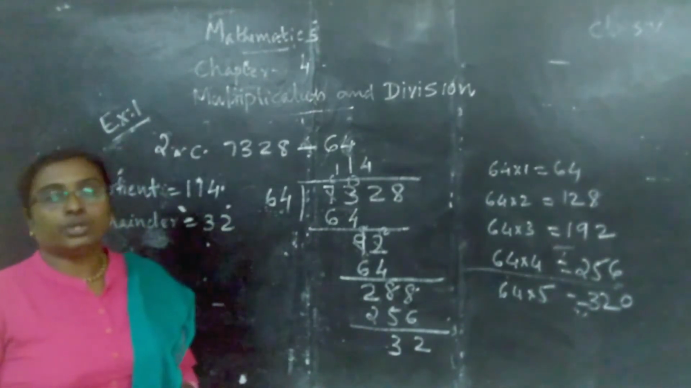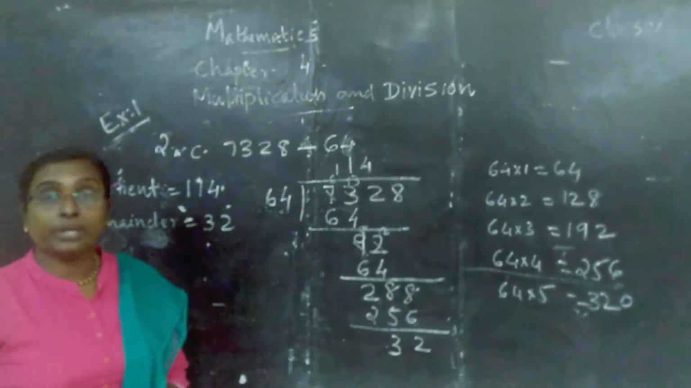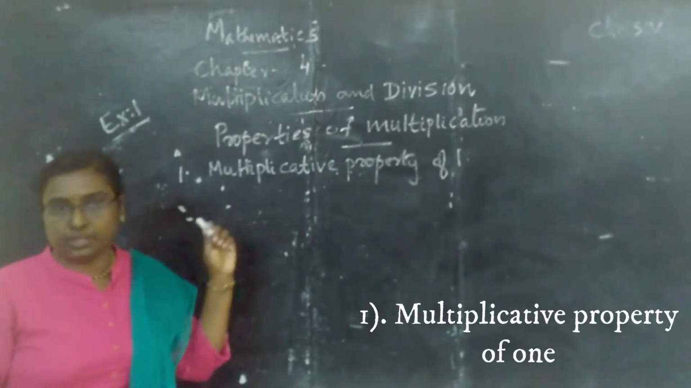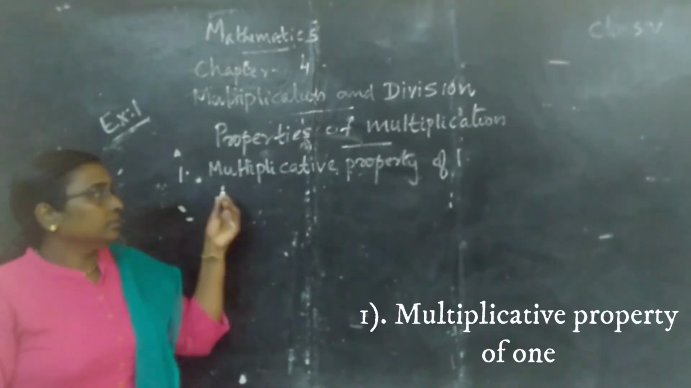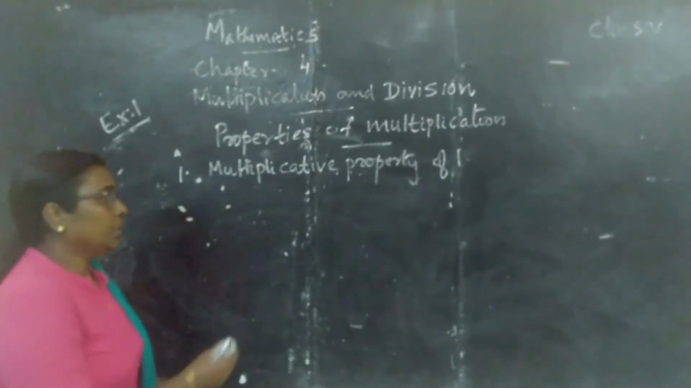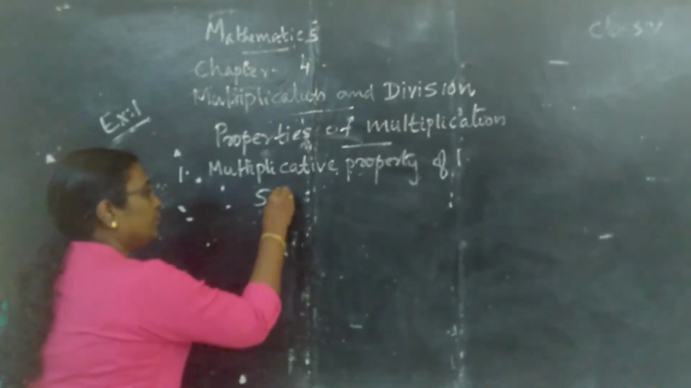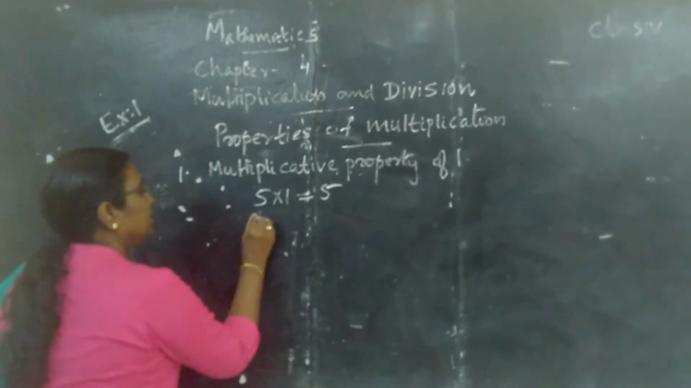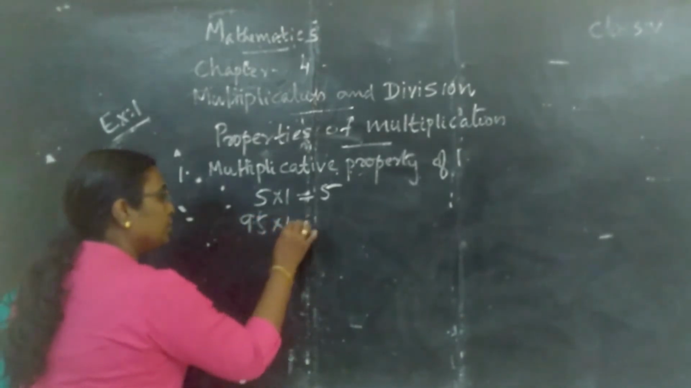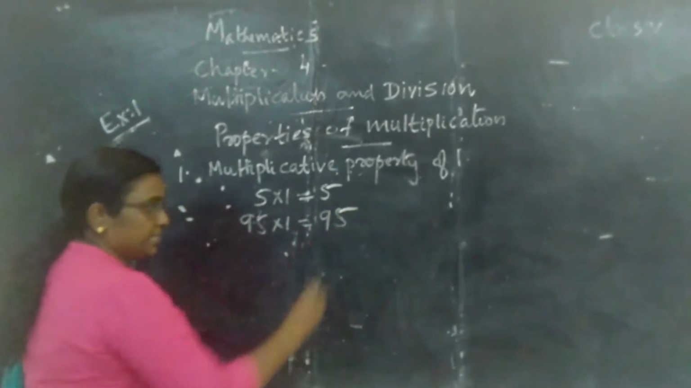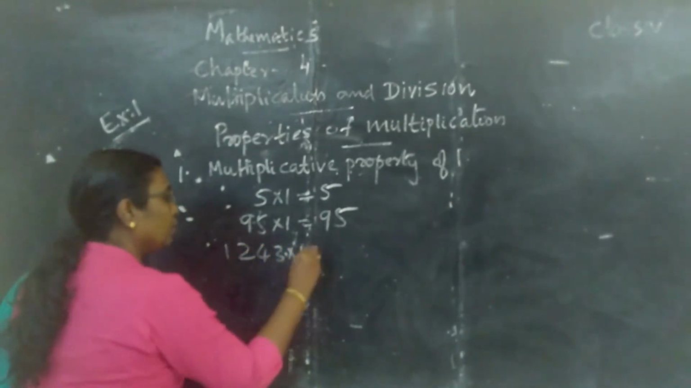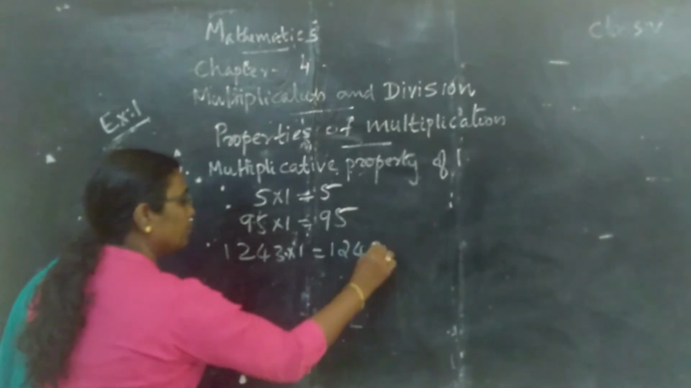Then let us move on to the next topic, properties of multiplication. First property is multiplicative property of 1. This property states that, look here, what is 5 into 1? 5 into 1 equal to 5 itself. 95 into 1 equal to 95 itself. 1243 into 1 equal to 1243.